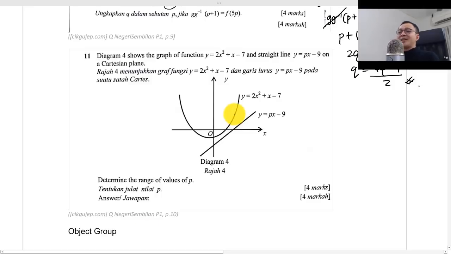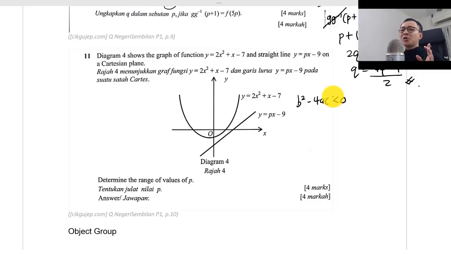So whenever you see the curve and the straight line do not intersect, the first thing that goes into your mind is b squared minus 4ac less than 0. This is something you always need to memorize. If you can't memorize, I couldn't help you further.